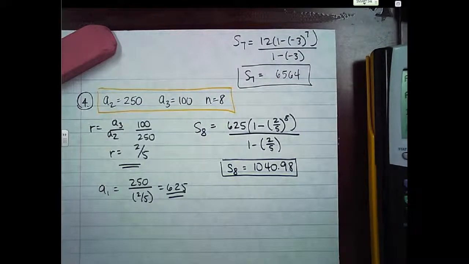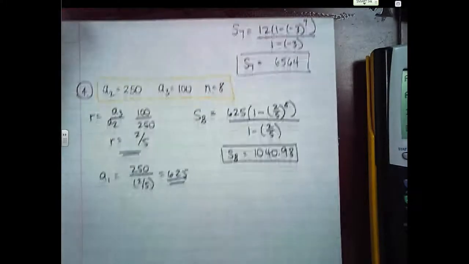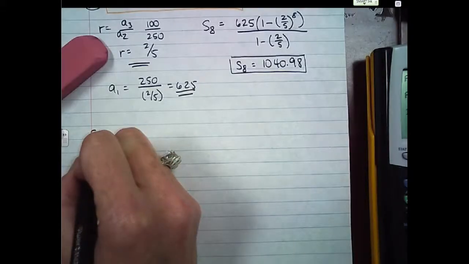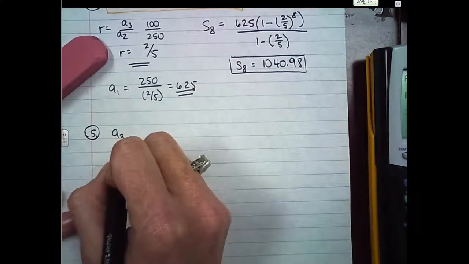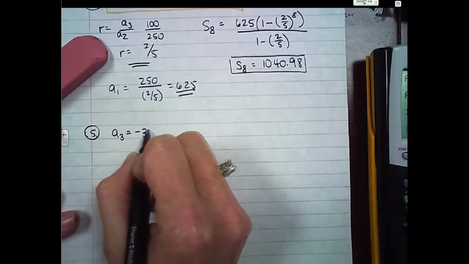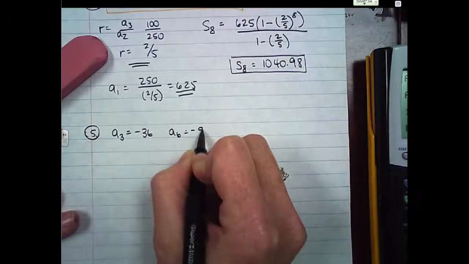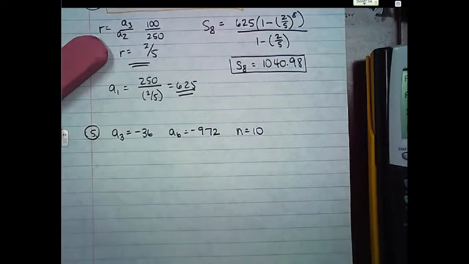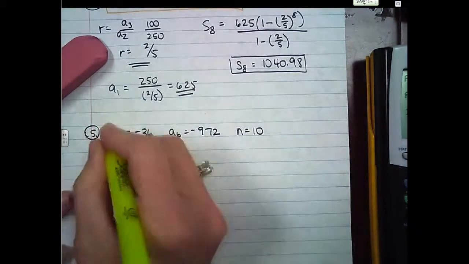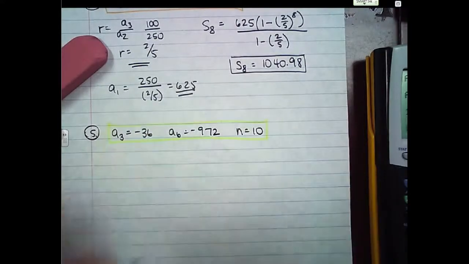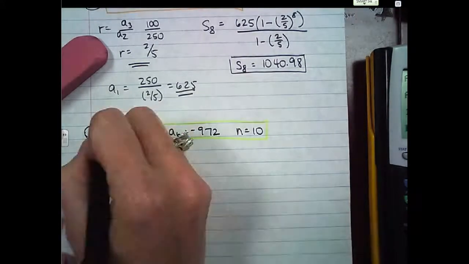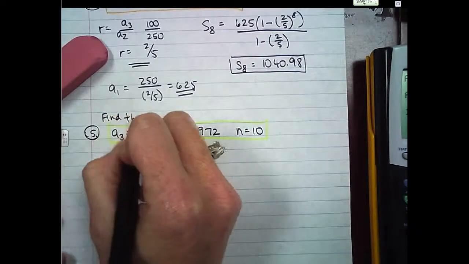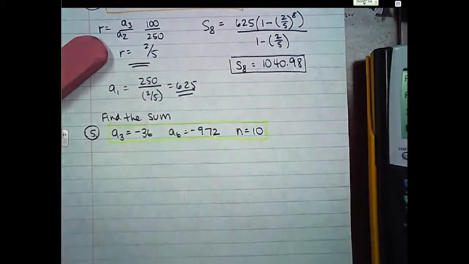Okay, the next one, number 5. I told you that A3 is negative 36, A6 is negative 972, and N is 10. The directions are to find the sum of the 10 terms. I need the first term and R.